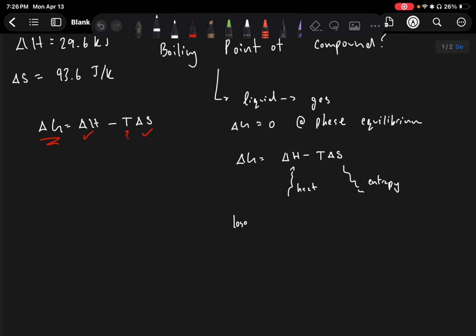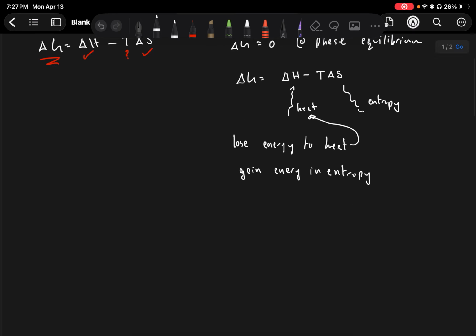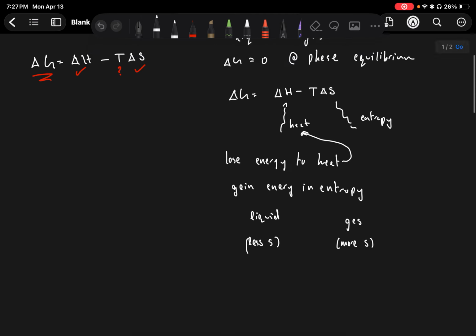Like we lose energy to heat, right? So it'll go into here, but then we gain that energy in entropy because gas has a higher entropy than liquid. Gas molecules have more random movement while liquid has less random movement. I hope that makes sense.